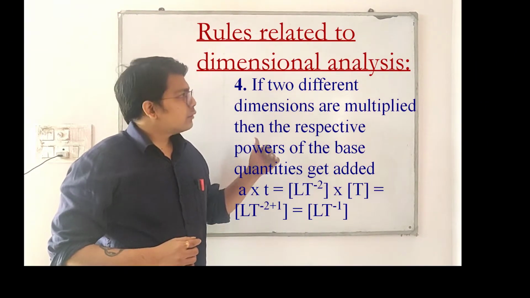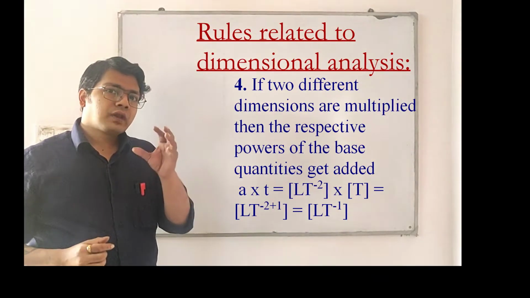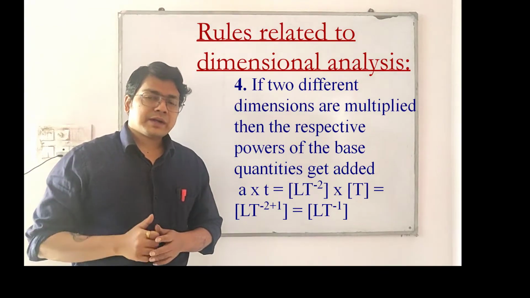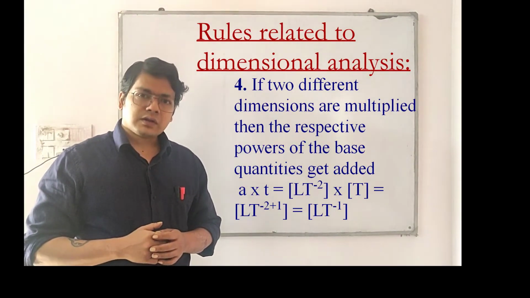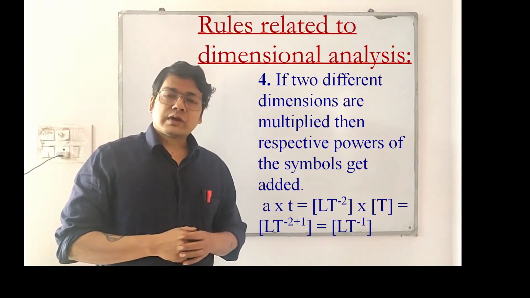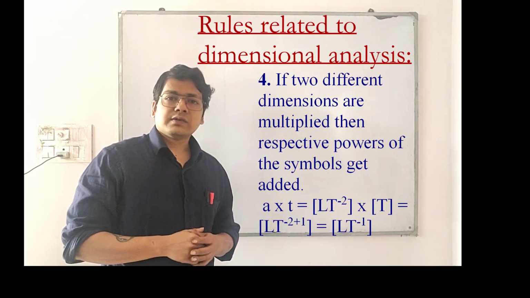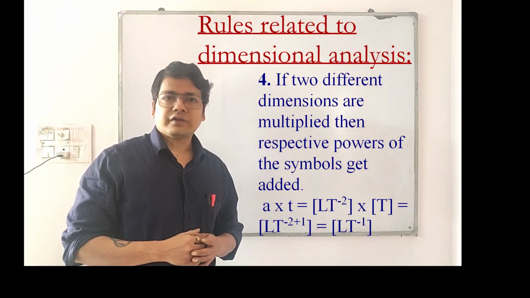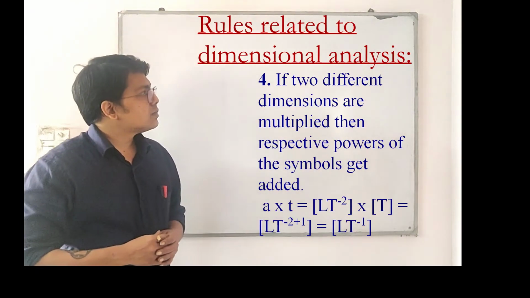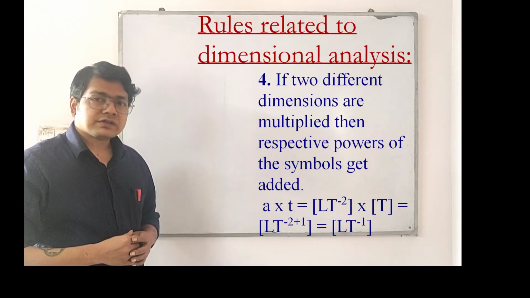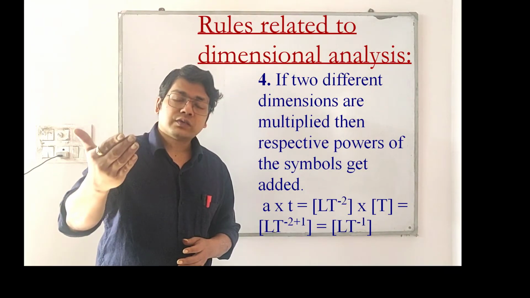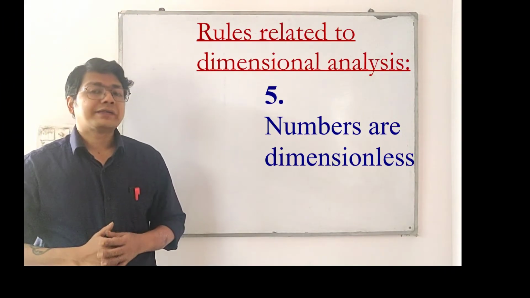The fourth rule says that when two dimensions are being multiplied, then the powers of the respective symbols for the fundamental quantities get added appropriately. Again, let's look at the last equation, V minus U equal to at. On the right hand side, we have acceleration multiplied by time. Acceleration has the dimensions L T^-2 and time has the dimensions T. When you multiply both of them, we get L T^-2+1, that is L T^-1.